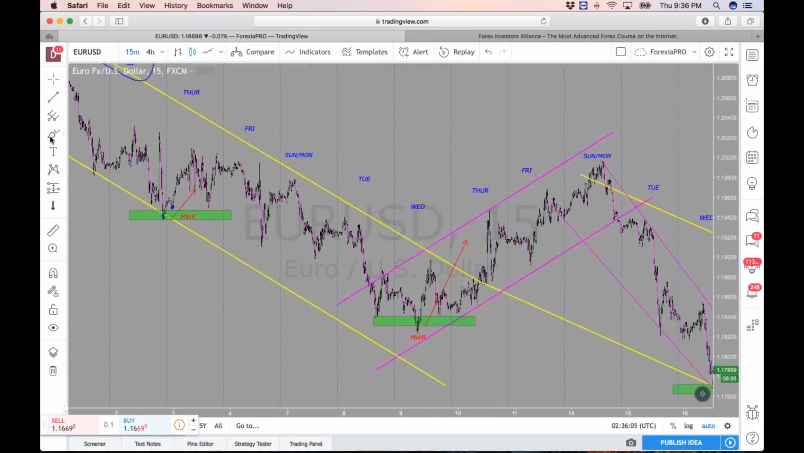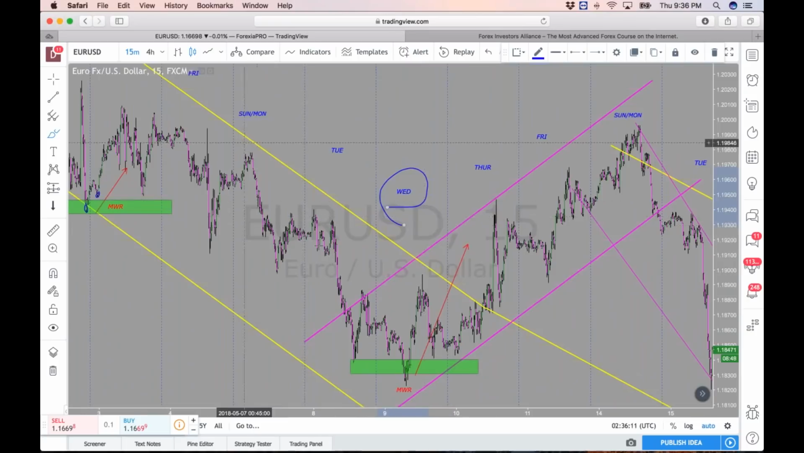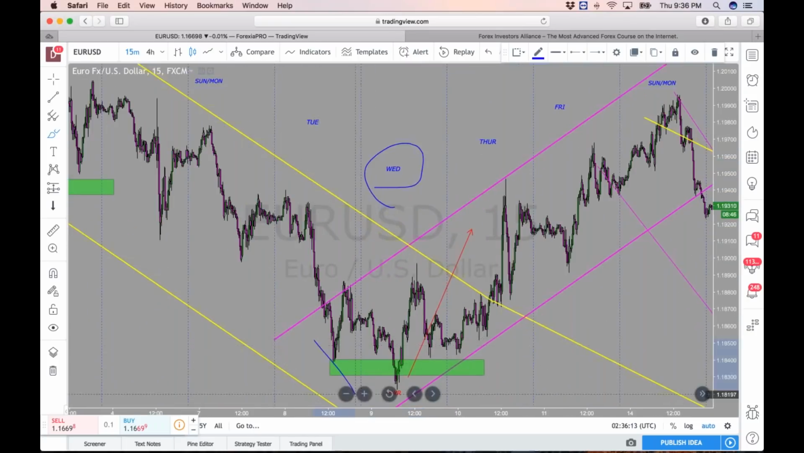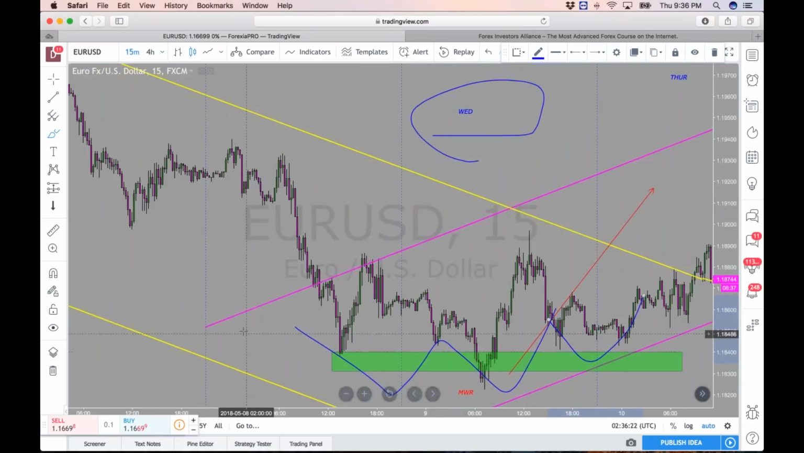Until the next Wednesday, you can expect a reversal. What happens? Head and shoulders off of the low. Now, check this out.